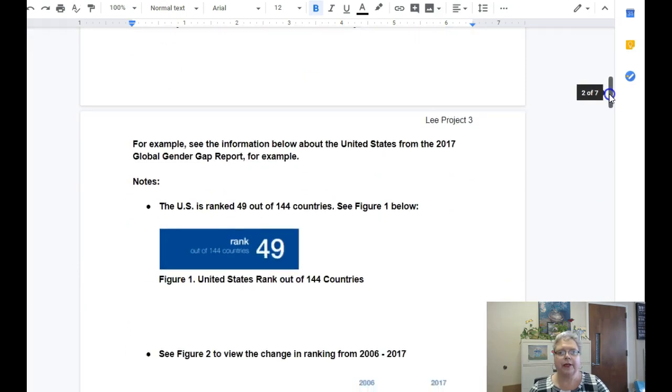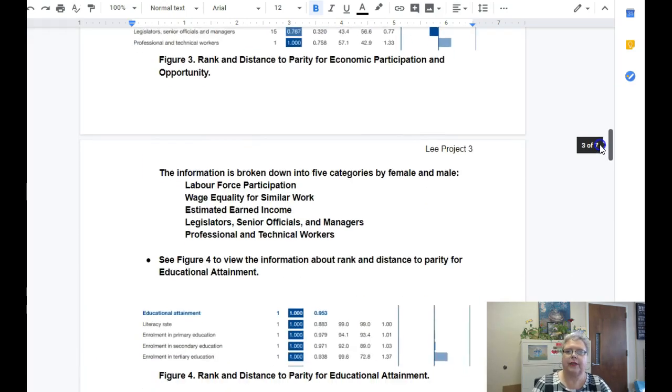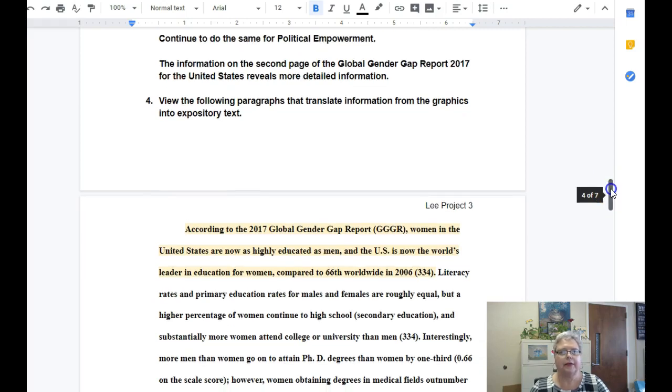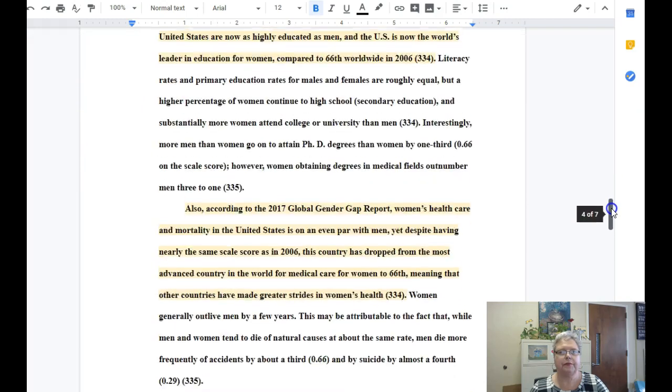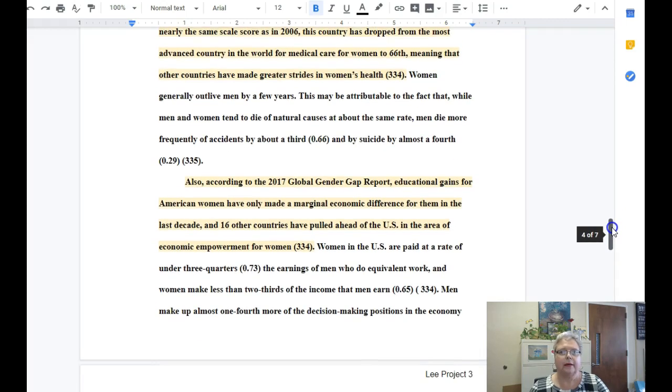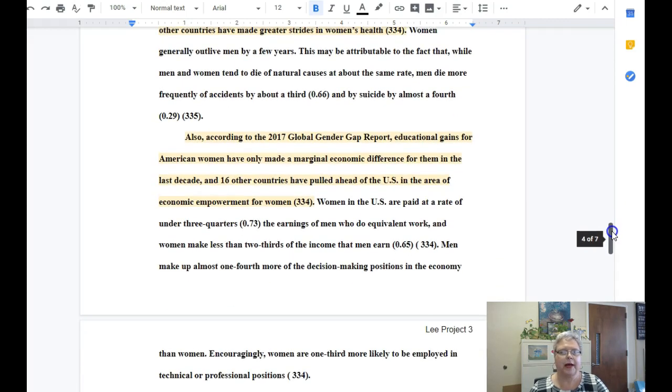All right, so we've already done the pre-writing, and you've already turned in your sentences for your paragraphs for each one of those categories. And I had shown you last week how you could use my model paragraphs to look at, to see what I mean, translate the data into text.